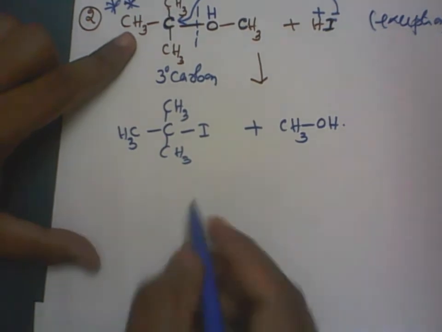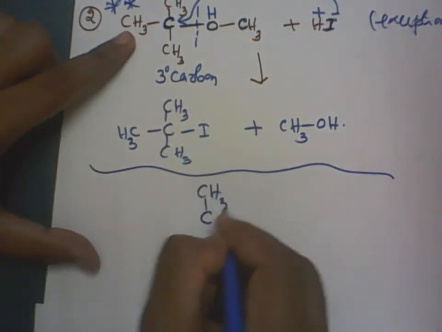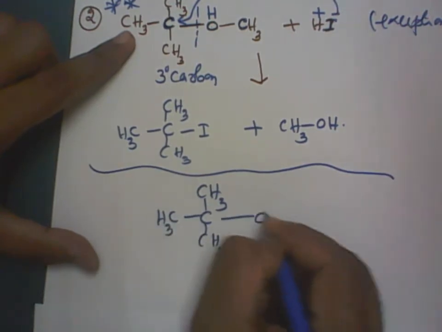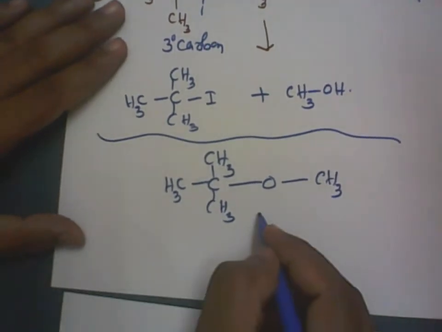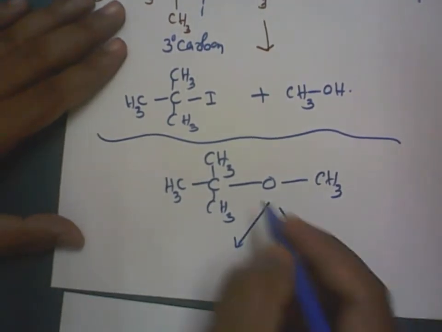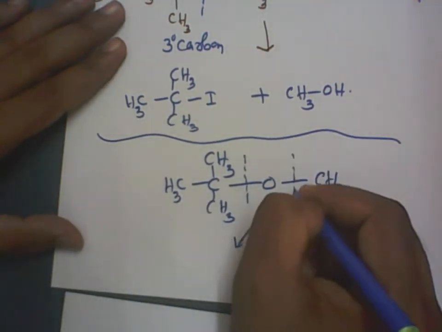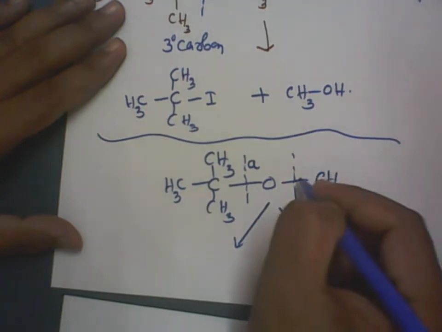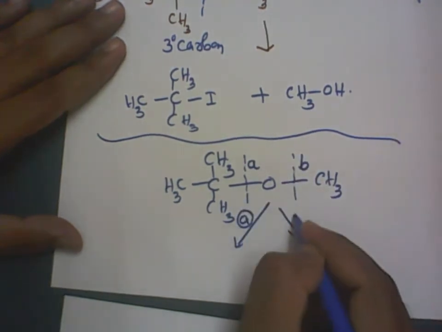Suppose I have this molecule: carbon attached to CH3, CH3, CH3, attached to the oxygen, attached to CH3. There are two ways of breaking the bond. Either the bond can break here or it can break here. Suppose the bond breaks at this point, let it be A, and suppose it breaks at this other point, B. So there are two possibilities, A and B.